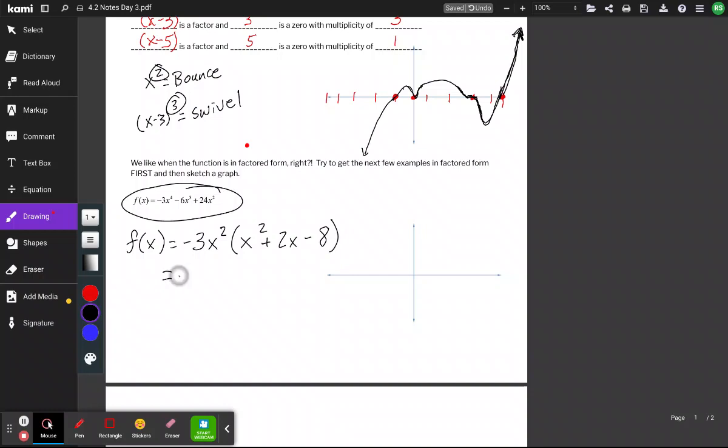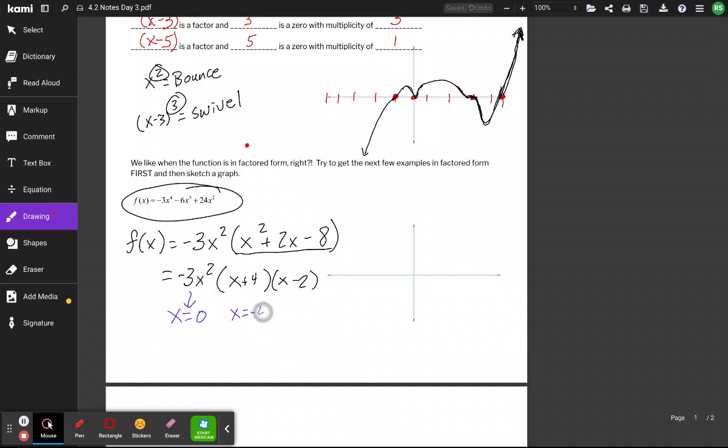Now, we can take this a little bit farther. Negative 3x squared, obviously, our greatest common factor stays the same, but this is quadratic. We can factor this to x plus 4 and x minus 2. So let's go ahead and talk about what our intercepts are going to be. x equals 0, x equals negative 4, x equals positive 2. So 1, 2, 3, 4, 1, 2, 3, 4.